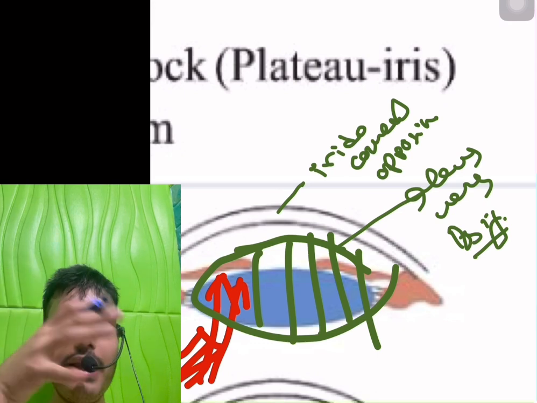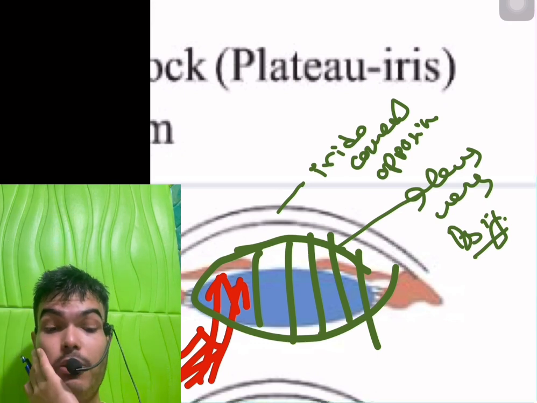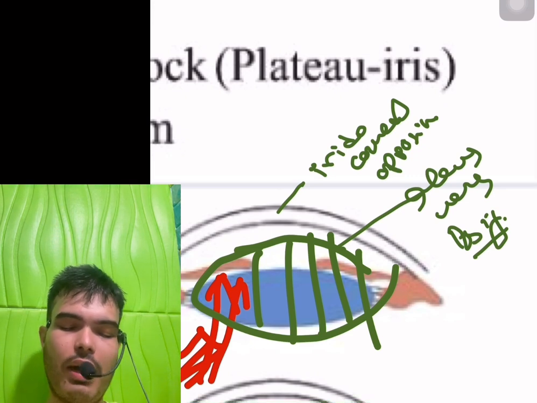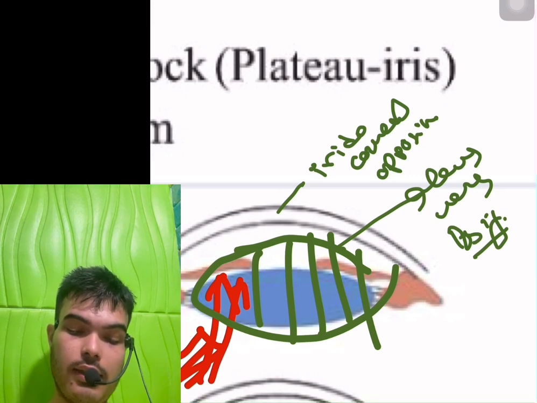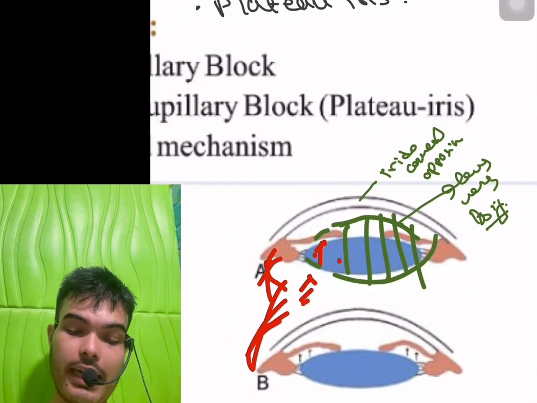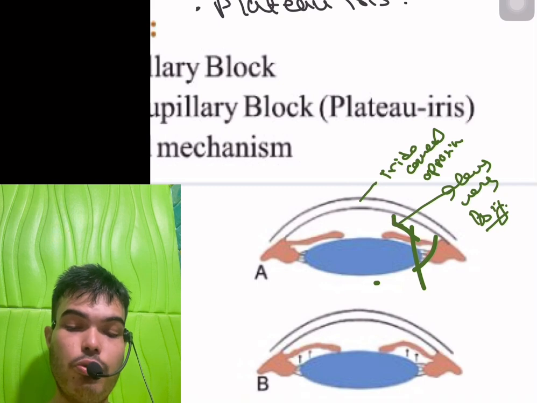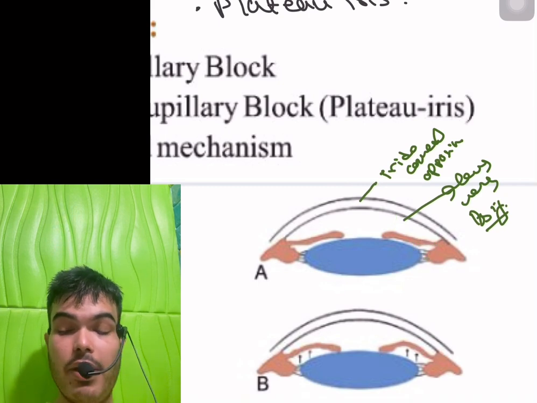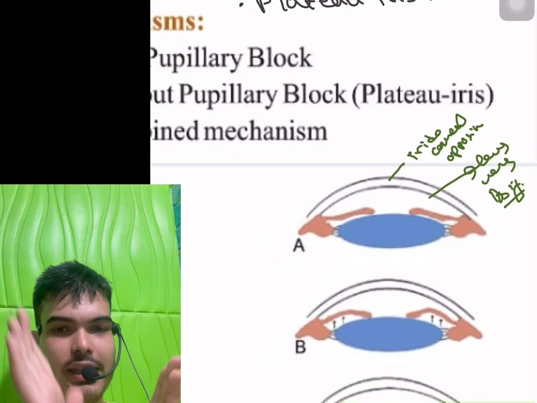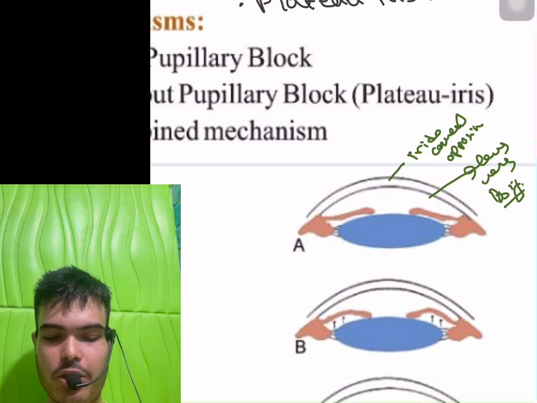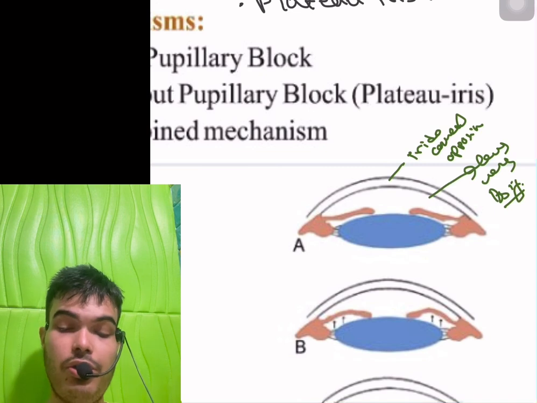Plateau iris means actually a flat iris. It's quite difficult to make this point understandable, but I'll try. I took too much time to understand this plateau iris. Whenever there is a flat iris, it pushes the lens forward. What happens is there's an obstruction. So just try to memorize.